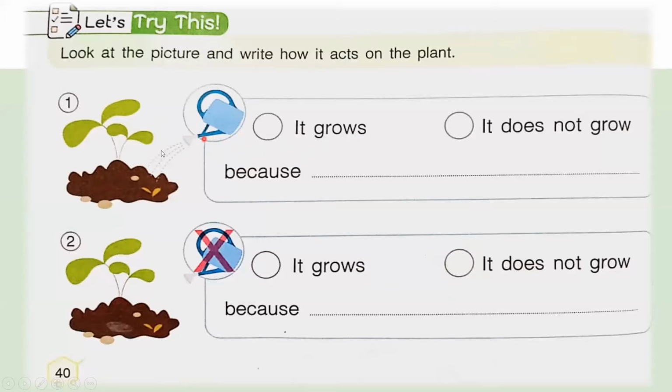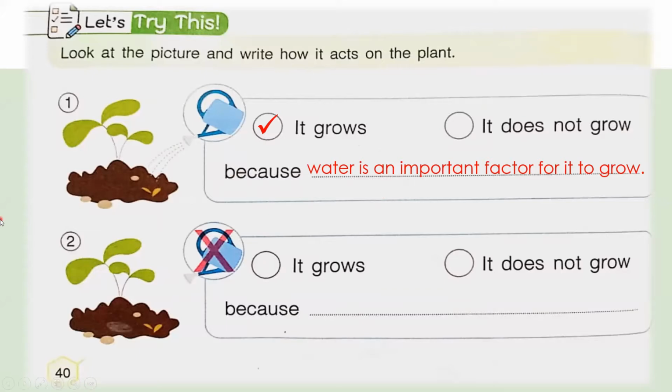So if you think this plant is getting water, do you think it will grow or it does not grow? If you think it grows, put a tick. If you think it does not grow, then write a tick inside the circle. If you said that this plant grows, then you're correct. It grows because it gets water. Why? What is the reason why? Because water is an important factor for it to grow. Because water is very important for plants.